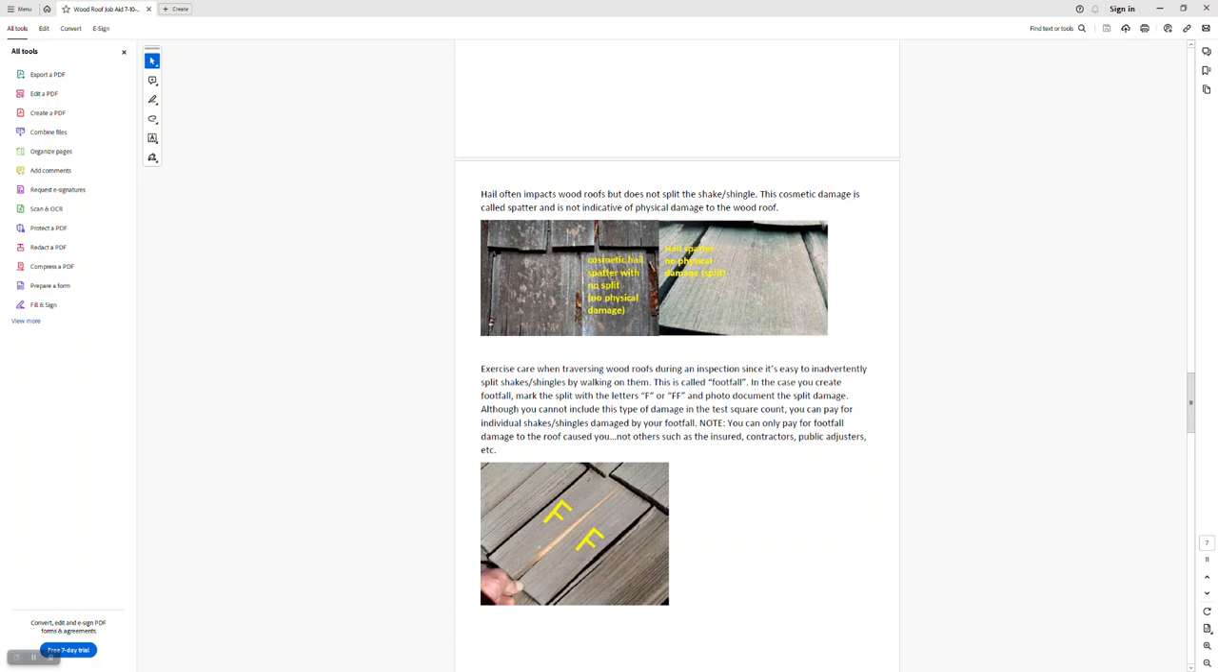Footfall, very common. You may break some shakes or shingles. Maybe the contractor does. You can count that, although be careful. Don't be walking on shake in a way that's going to continually split the shake and damage it. Be very careful how you're walking on shake. If you do, go ahead and document that. With your chalk, put an FF on each side, footfall on the shingle, take a picture of it, split it apart, show that it is a fresh split. You can include that.